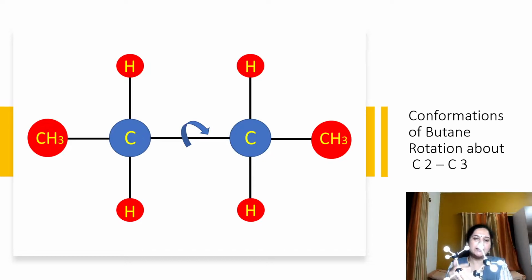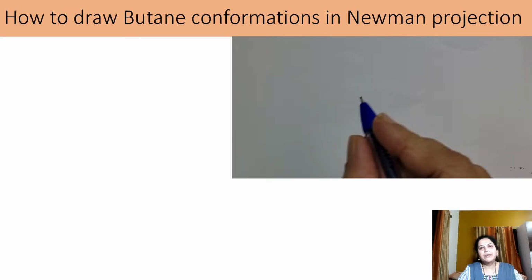So to make this structure simple, I will replace this methyl group with green balls. So the same structure you can now see. This is carbon number 2, this is carbon number 3, each attached to 1 methyl group and 2 hydrogens. We will draw various conformations of butane using Newman projection.